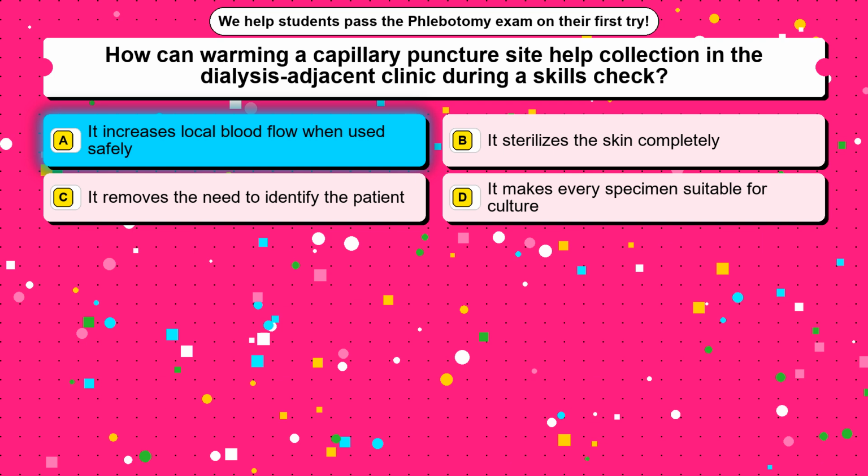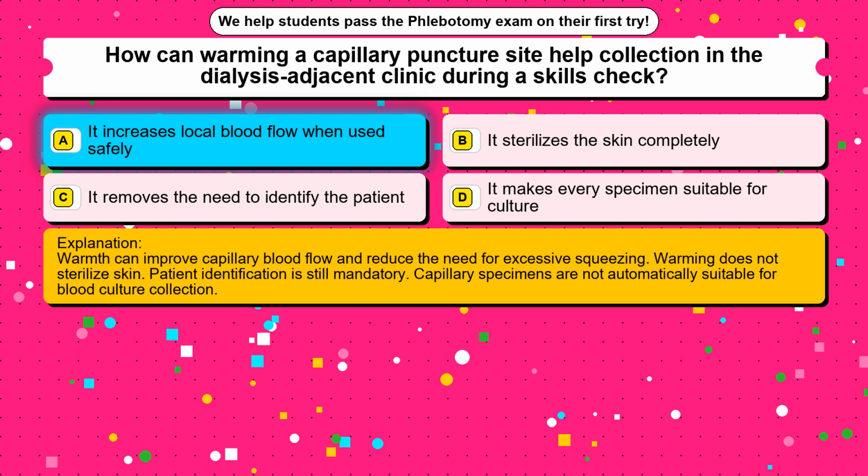It increases local blood flow when used safely. Warmth can improve capillary blood flow and reduce the need for excessive squeezing. Warming does not sterilize skin. Patient identification is still mandatory. Capillary specimens are not automatically suitable for blood culture collection.